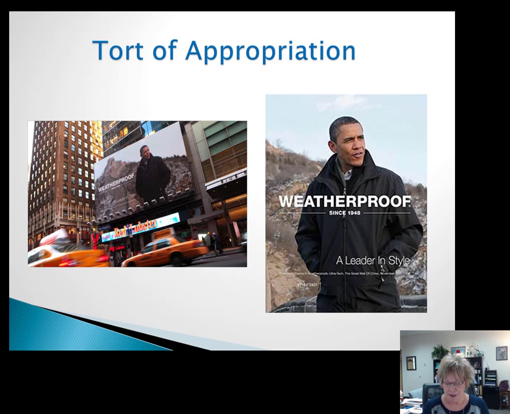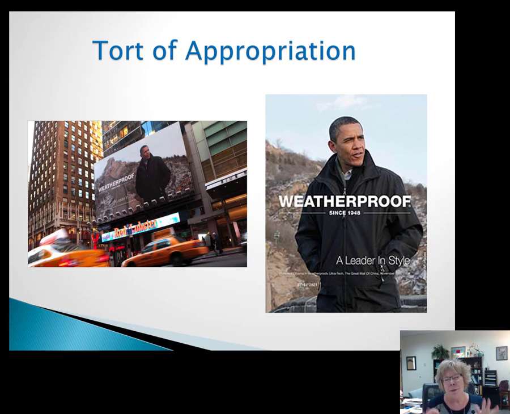Did they ask the president? Of course not. But again, is the president really going to sue Weatherproof for this? No. So finally, somebody sees it, gets to the White House. The White House calls Weatherproof and goes, seriously, honestly, guys, take it down. And they're like, oh, okay, we will.